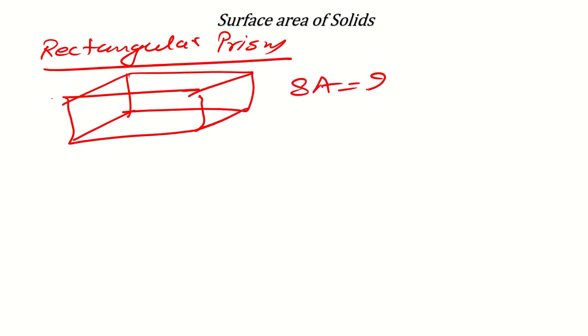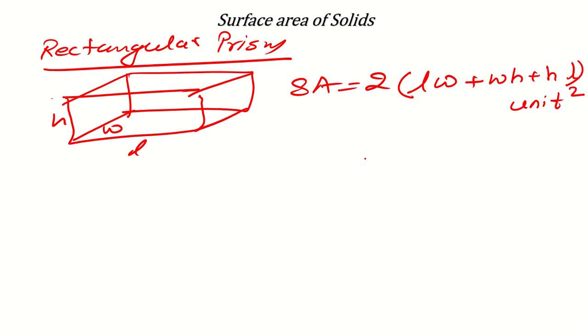Surface area will be equal to 2 times length width plus width height plus height length, if this is length, this is width, and this is height. Okay, this is all in multiplication, of course. LW means length multiplied by width. HW means width multiplied by height. HL means height multiplied by length, and its unit will be unit square, like centimeter square, kilometer square, something like that.